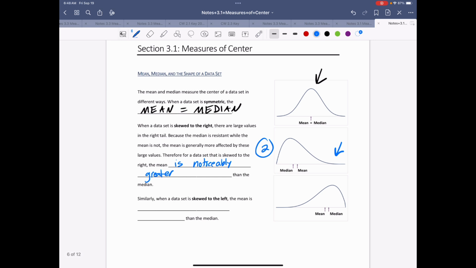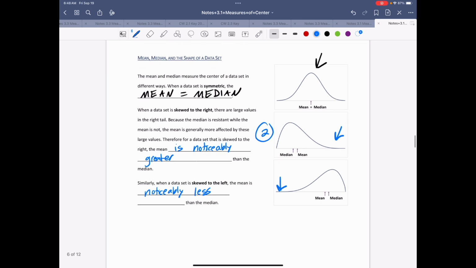When you have a data set that is skewed to the left, like this, the tail's going off to the left, say one of the families lost their money and their income went to 0, the mean is noticeably less than the median. And here's what I say about this, and this is kind of how I remember it. I'm going to get back up here and I'm going to write it. I say that the mean follows the tail.